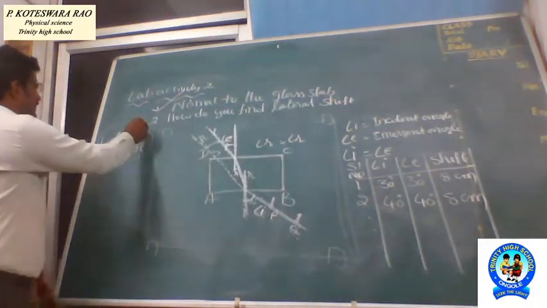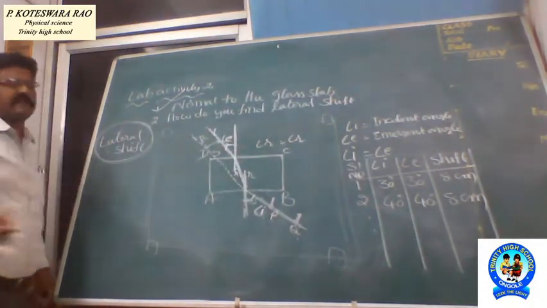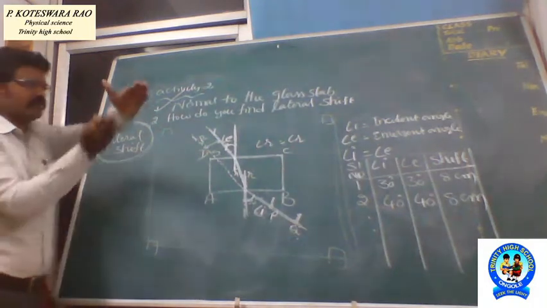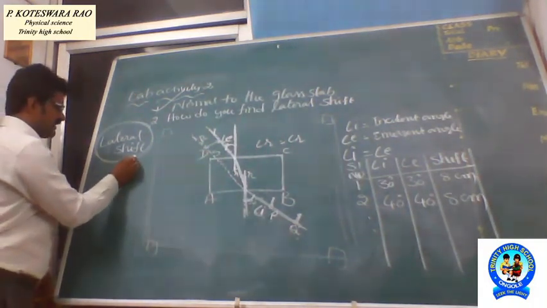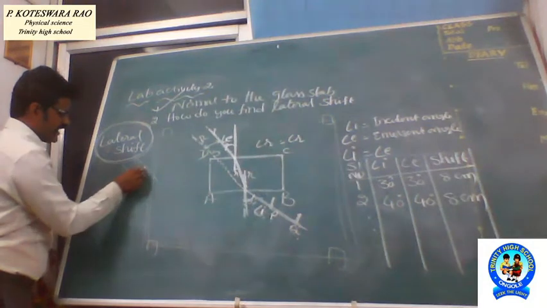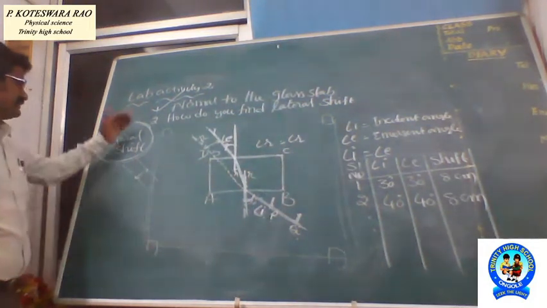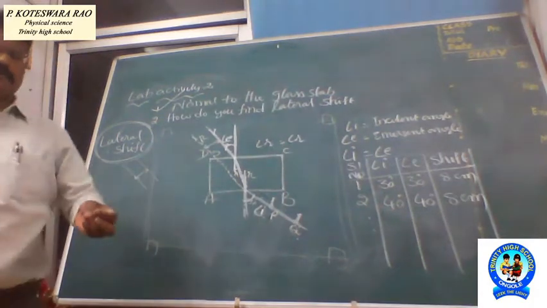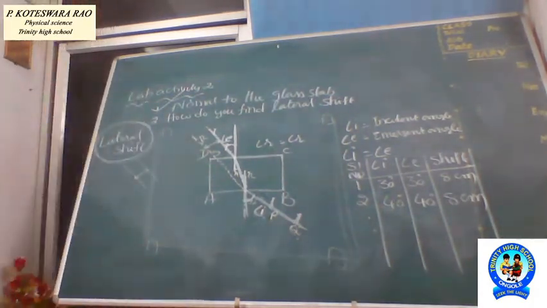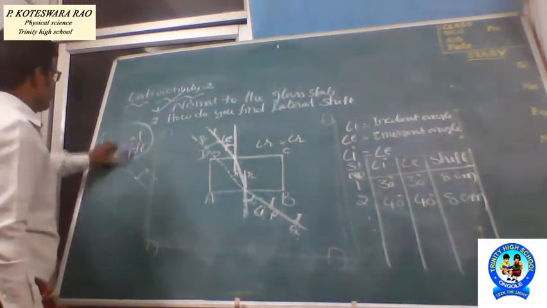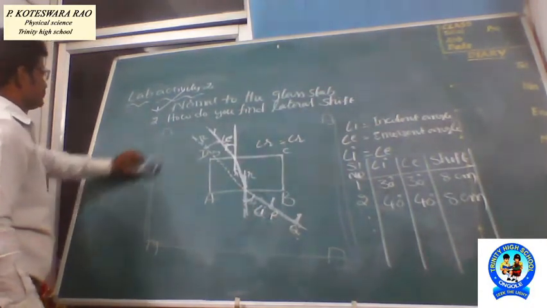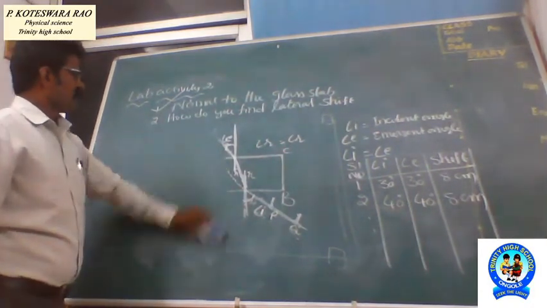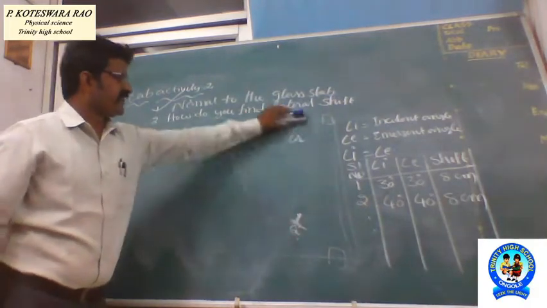What about lateral shift here? Lateral shift is the distance between two parallel lines. The distance between two parallel lines is called lateral shift. And after this one, what about the third one? What about our third concept? Our third concept is vertical shift.